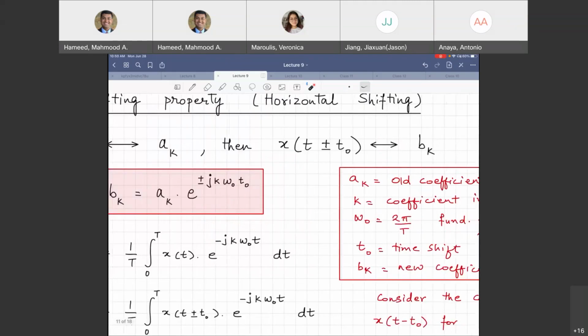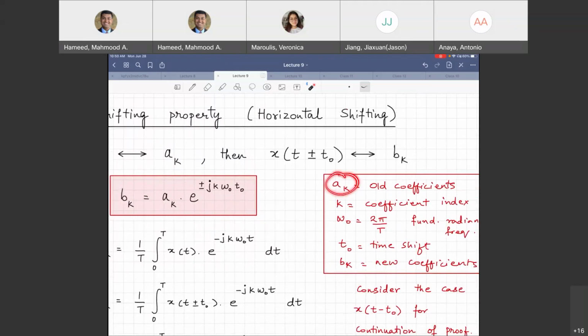So let's try to see what each individual thing is. a_k, what is that? Old coefficients, right? Fourier series coefficients of the signal before the shift. k is the coefficient index, or the kth harmonic, the index to denote the DC term, first harmonic, second harmonic, and so on. Omega naught is simply 2 pi divided by T. T is the time period, 1 over T is the fundamental frequency, omega naught is the fundamental radian frequency. T_0 is the time shift, 2 seconds, 10 seconds. b_k are your new Fourier series coefficients, the Fourier series coefficients of the signal that has been shifted.